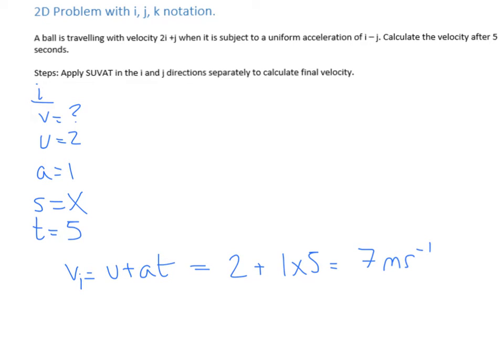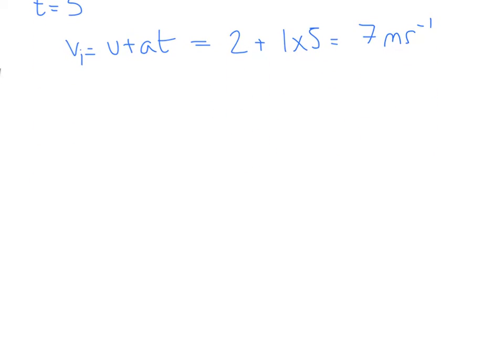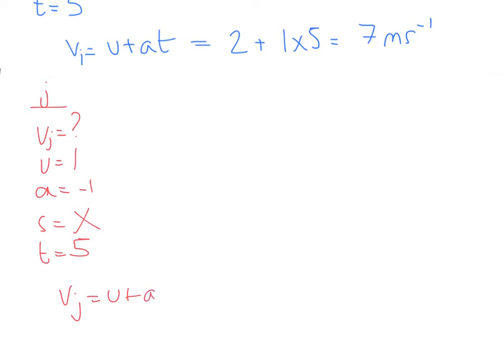Okay, so just pick these up before I scroll down. So we've got a component of 1 and minus 1. Okay, let's scroll down. So again, if we look in the j direction, v is our unknown. u was 1, a was minus 1, s we don't know, and t was 5. So again, we're going to be using this equation here, exactly the same. So we've got 1, and then you're going to end up with plus minus 1 times 5, which gives you minus 4 meters per second.